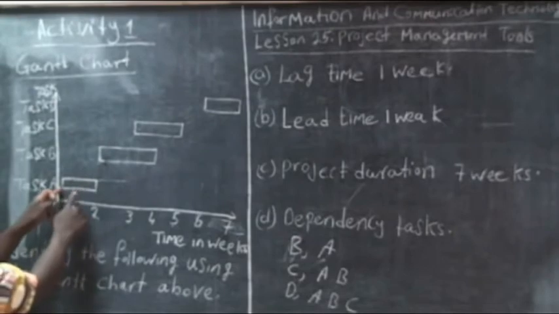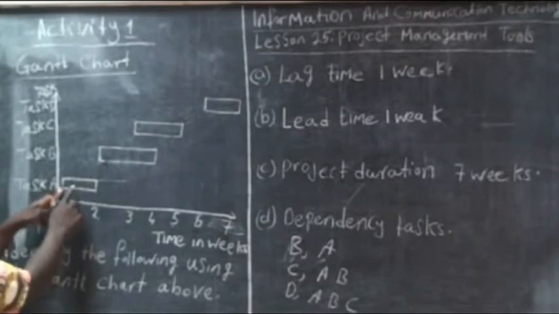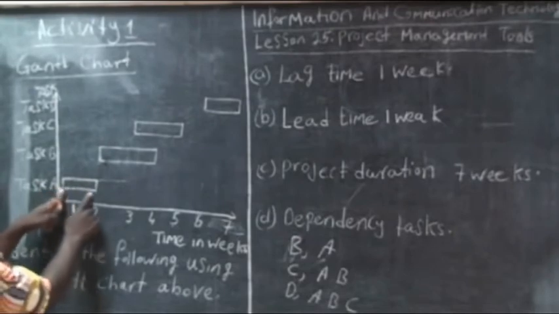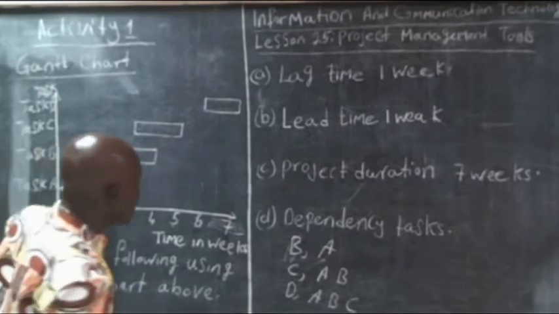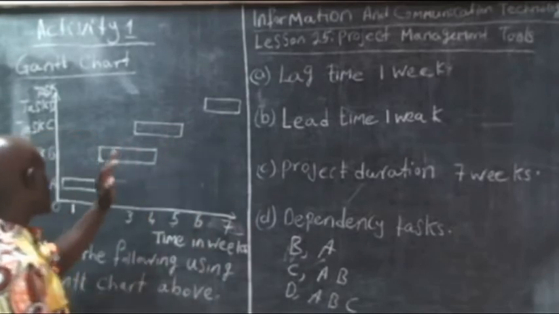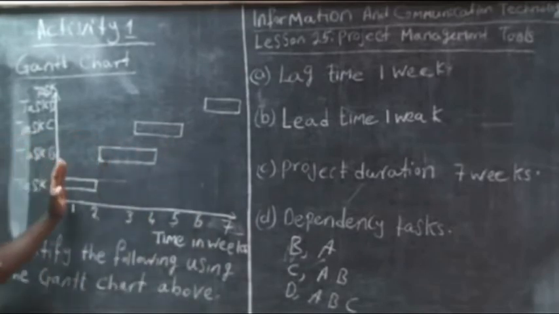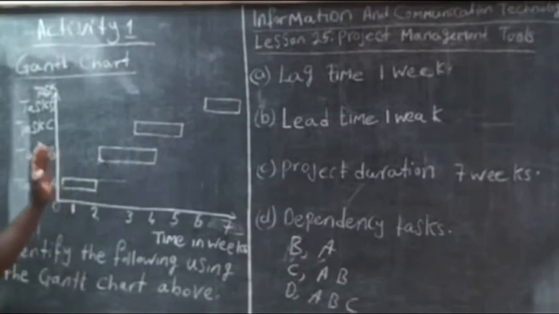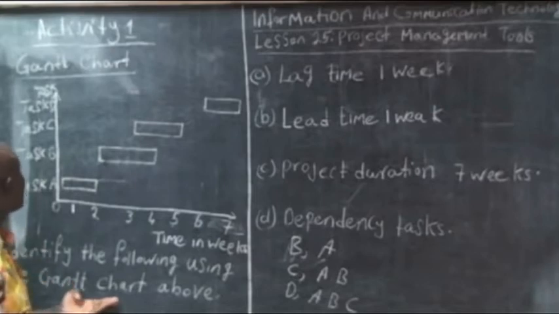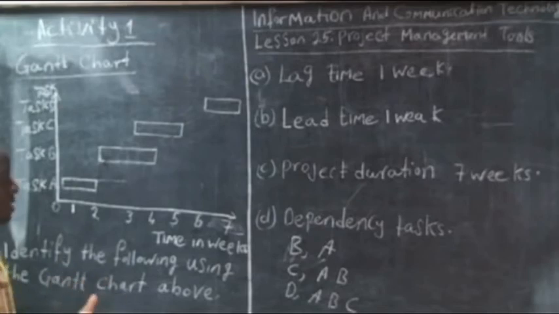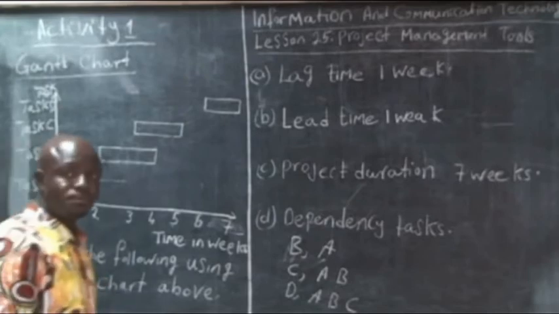Activity A does not depend on any task. So that is why it is not mentioned. It cannot be a dependent task. Only those tasks that come after a particular task has commenced are known as dependent tasks. So that is the end of activity 1. We will be moving on to activity 2.